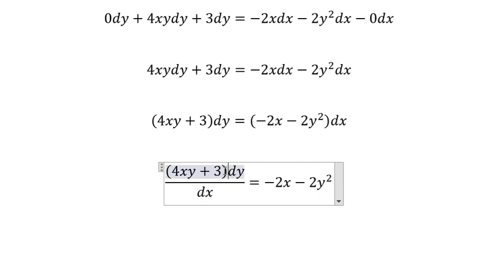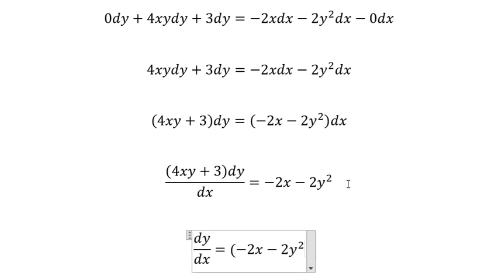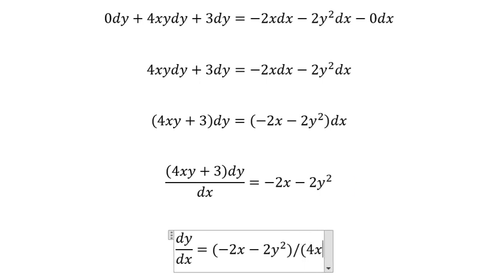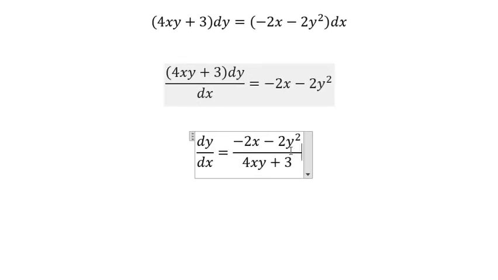Next, we can go ahead and move this 4xy plus 3 to divide this minus 2x minus 2y squared. So we end up with dy divided into dx equals minus 2x minus 2y squared divided into 4xy plus 3. And this is our derivative. Remember, the derivative represents the slope of a tangent line of a given curve. So, in this case, this will represent our slope. This derivative is our slope.